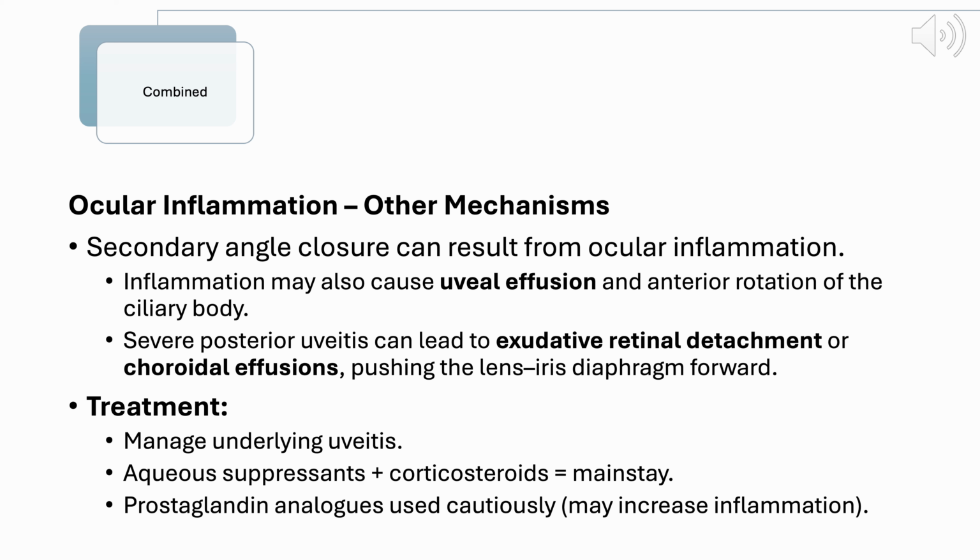When it comes to treatment, the priority is to control the underlying uveitis. This is best achieved with a combination of aqueous suppressants and corticosteroids, which form the mainstay of therapy. Prostaglandin analogs can sometimes be used, but they must be approached with caution since they carry the risk of exacerbating intraocular inflammation.